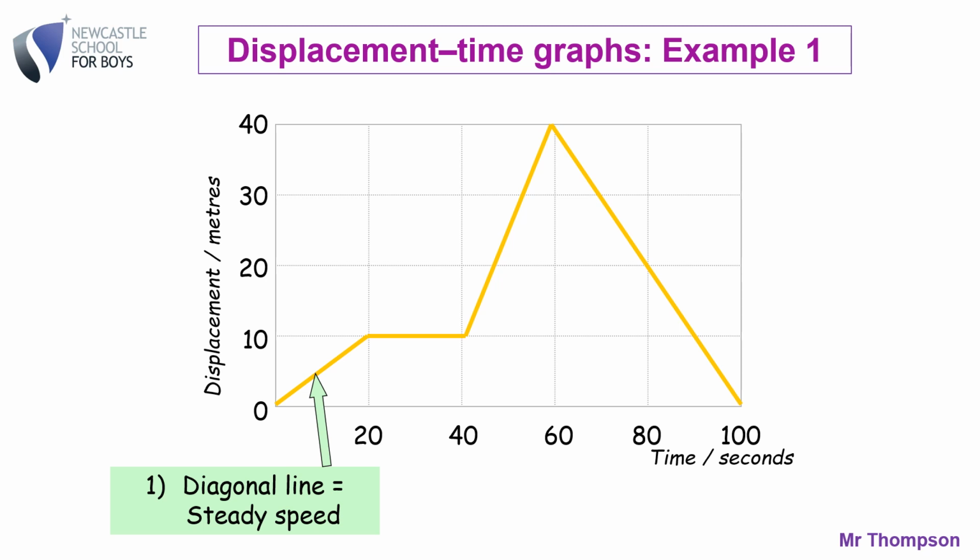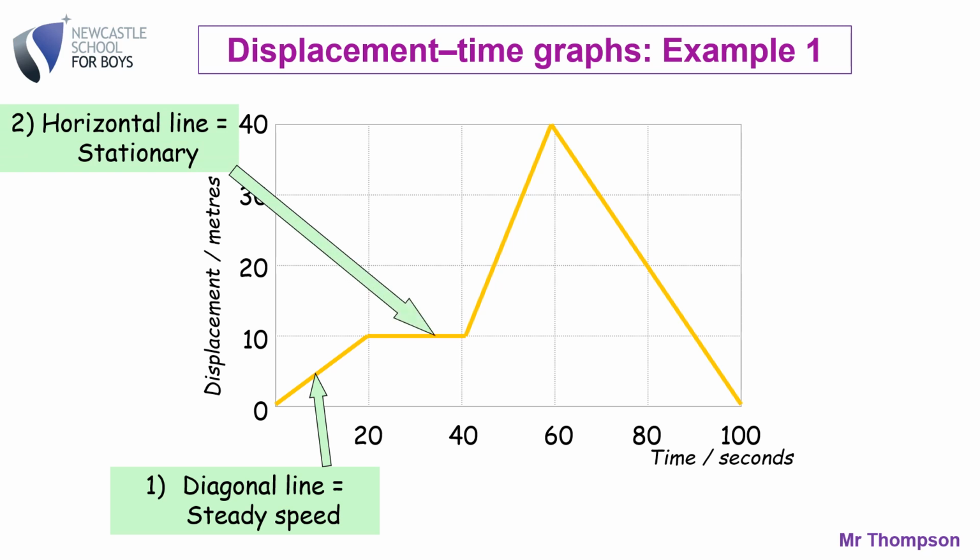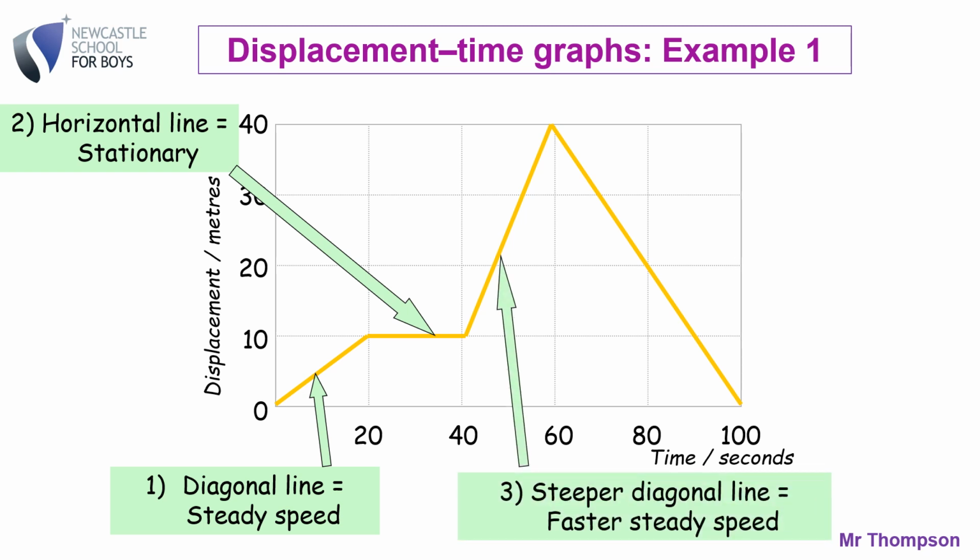The second part of this graph is a horizontal line. Now, a horizontal line means it stays at 10 meters. So this object is stationary at that point. From 40 to 60, you can see it again moves, again with a straight line, but this time the line is steeper, and the steeper line represents a faster, but because it's straight, a steady speed.